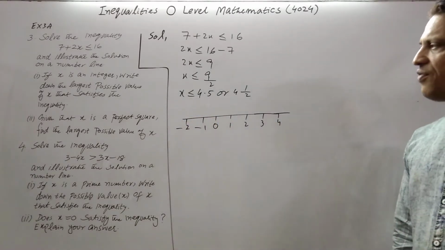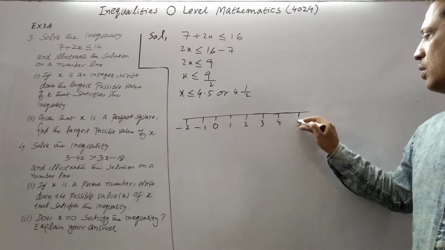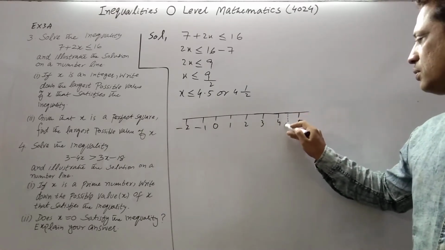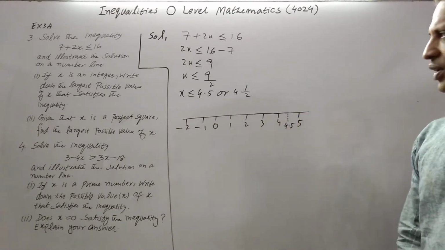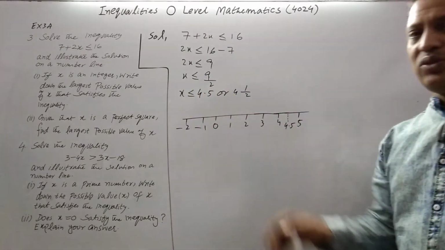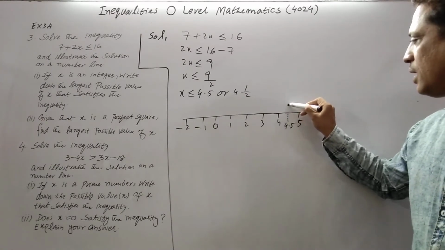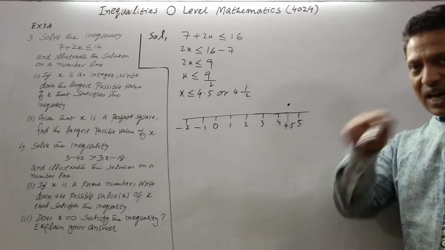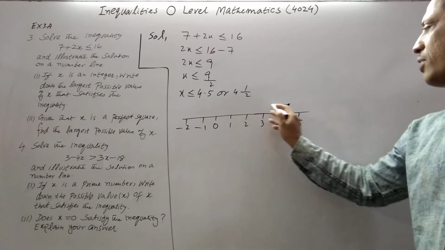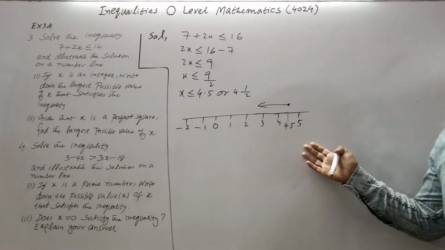What do we have to show? We have to show 4.5. Where is 4.5? 4.5 is the midpoint of 4 and 5. This is 4.5. And now, because there is a less than or equal to sign, we have to make just above 4.5 a filled circle, a dark circle. Less than or equal to means the direction of the arrow should be to the left side. So this is our number line.